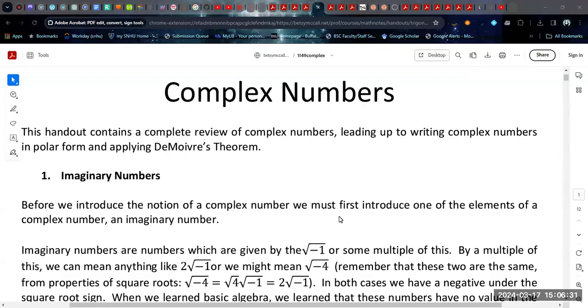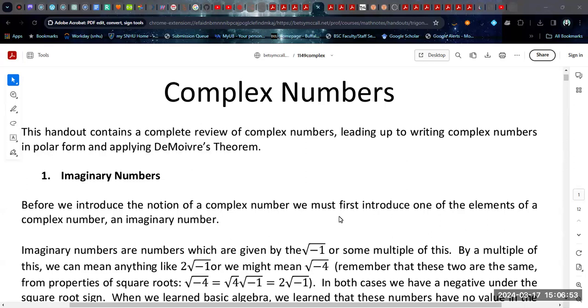All right, so in this video, we're going to be looking at complex numbers. Now, this is a fairly extensive treatment of complex numbers. We're going to start with the very basics, and then we're going to work all the way up to working with complex numbers in polar form. So this may be one of those things where you want to watch it in pieces.